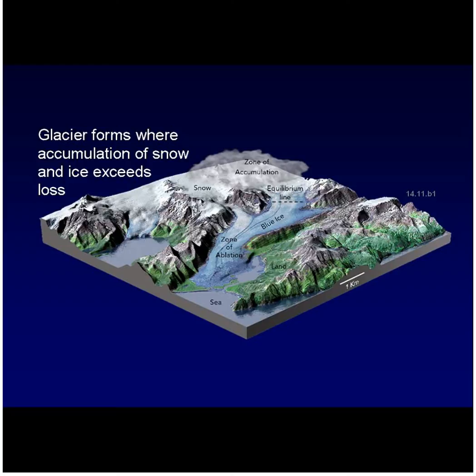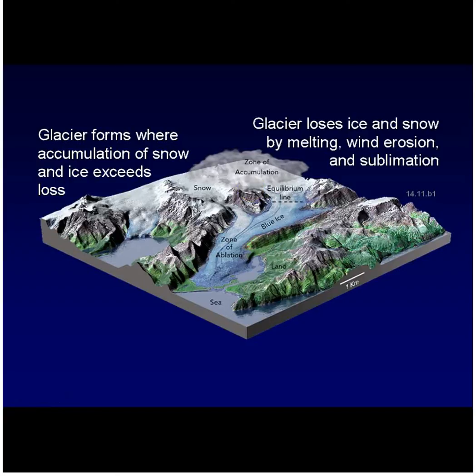So just to review here, a glacier forms where accumulation, okay, so this mass accumulation of snow and ice, exceeds loss. Okay, so this is in this upper region, of course. And really throughout the travel and position of the whole glacier, it's losing mass, so it's losing ice and snow mass by these processes of melting, also erosion, and finally by sublimation.